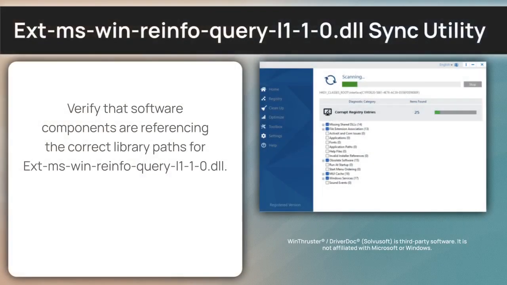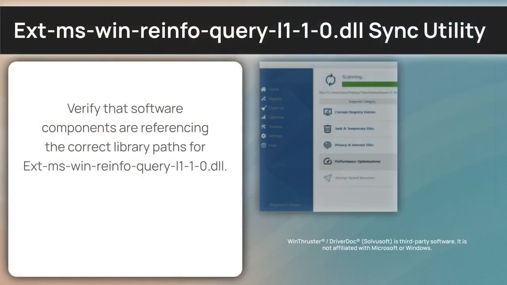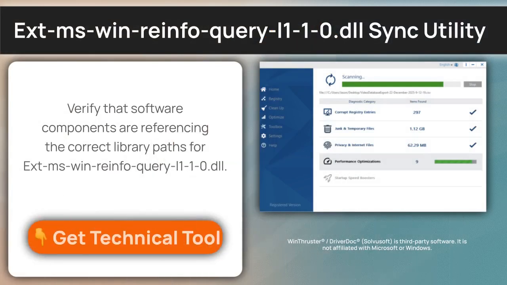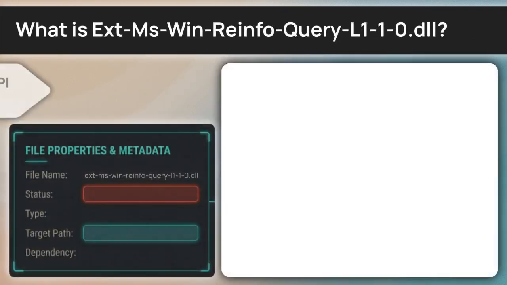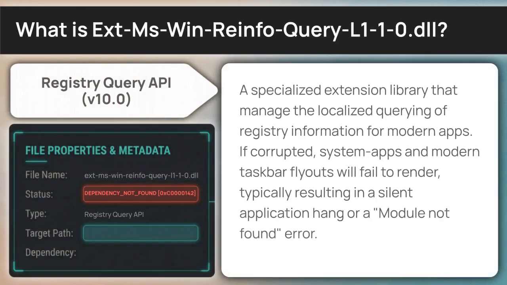To start fixing Windows Registry Information Query Library manually, you can also consider the official maintenance toolkit for a more stable system state. This is the Windows Registry Information Query Library, a specialized extension library that manages the localized querying of registry information for modern apps. If corrupted, system apps and modern taskbar flyouts will fail to render, typically resulting in a silent application hang or a module not found error.